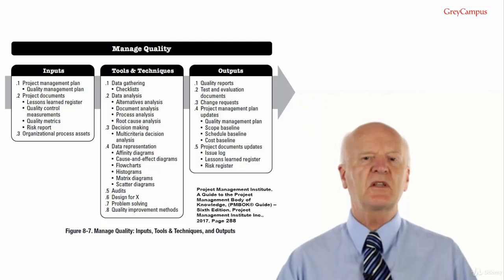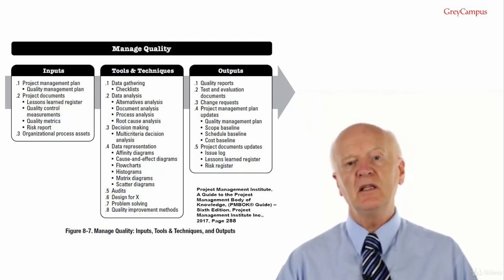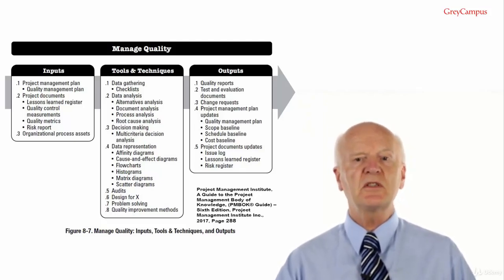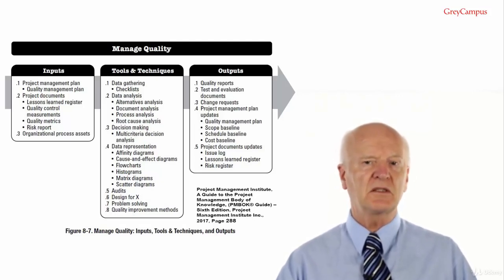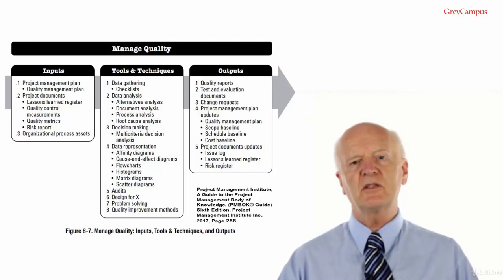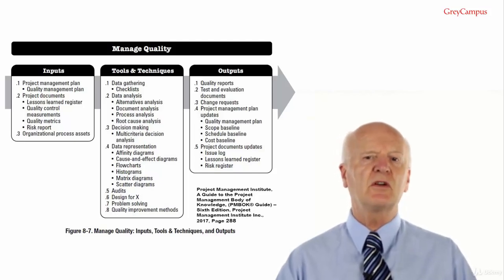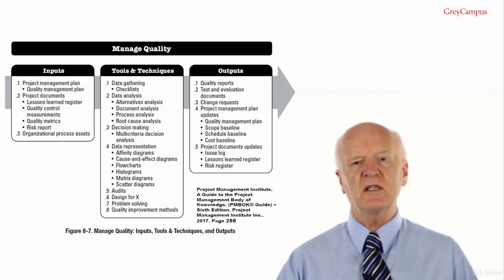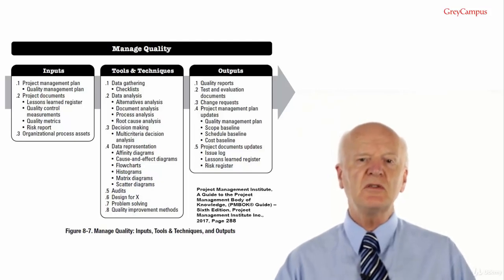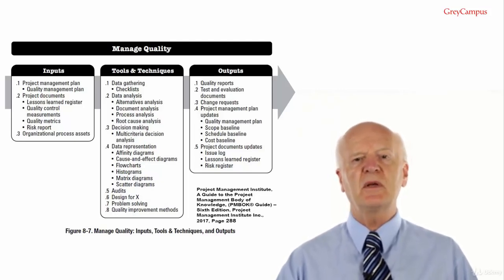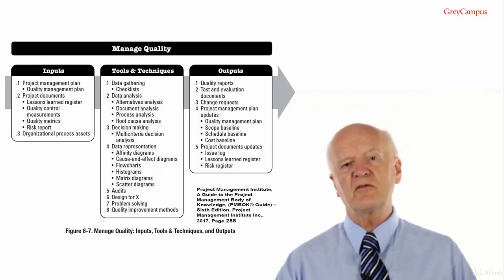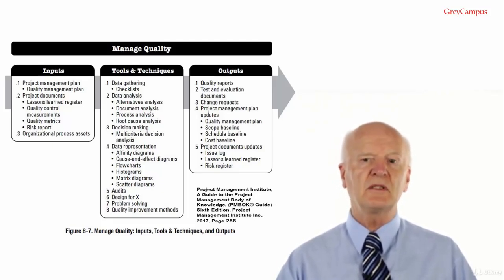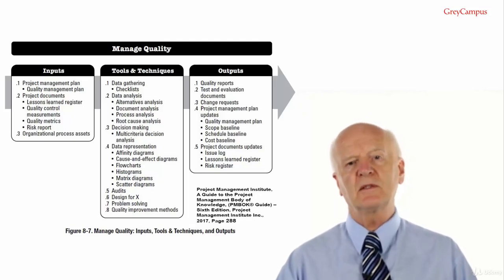Quality control measurements can also compare the processes used to create the measurements and validate actual measurements to determine the level of correctness. Quality metrics. Quality metrics are verified as part of the control quality process. The manage quality process uses these quality metrics as a basis for development of tests and errors for the project and its deliverables as a basis for improvement initiatives. Risk report.